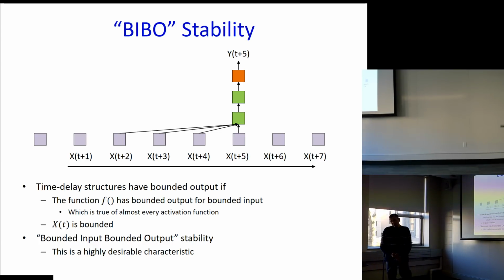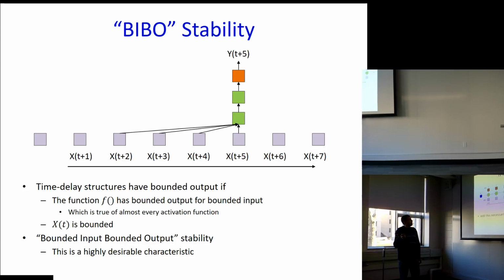If it were linear, if you're an electrical engineer, finite impulse response systems, can they be unstable? They cannot, right? So time delay structures have bounded output if the function f has bounded output for bounded input, which is true for almost every activation function, and the inputs themselves are bounded. This is what is called BIBO, or bounded input, bounded output stability, and it's highly desirable. You don't want your network to just blow up. You're working along, giving it inputs, at some point it hits the roof and then never comes back. That's not acceptable behavior, right? And that will not happen if you have things which look only at the inputs.